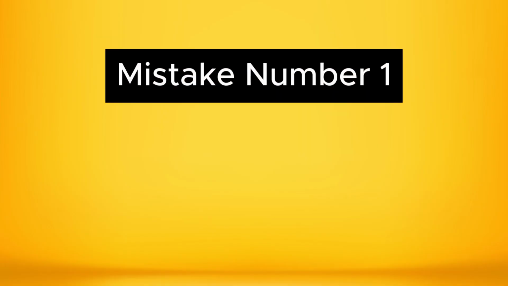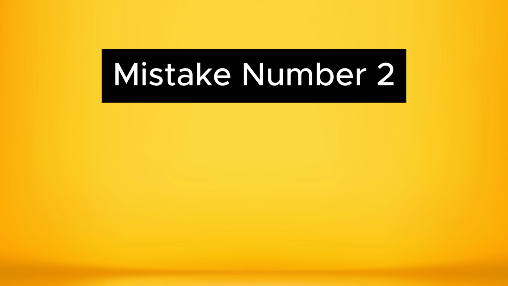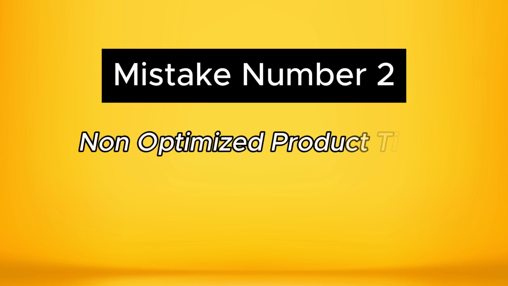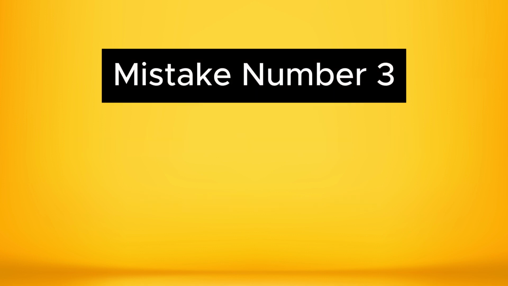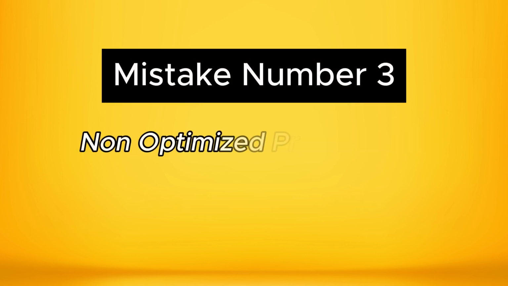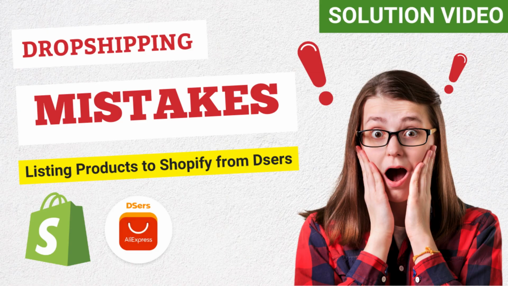Mistake number one was unoptimized and unsized images. Mistake number two was an unoptimized, too long product title. And mistake number three was an unoptimized product URL or slug. In this tutorial, we are going to dive into the specific mistakes and learn how to fix them.